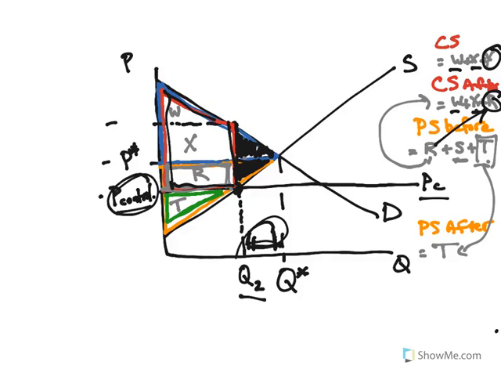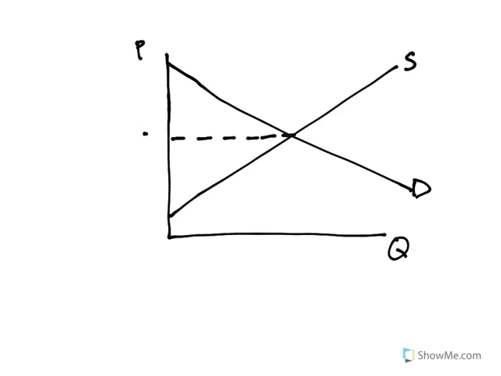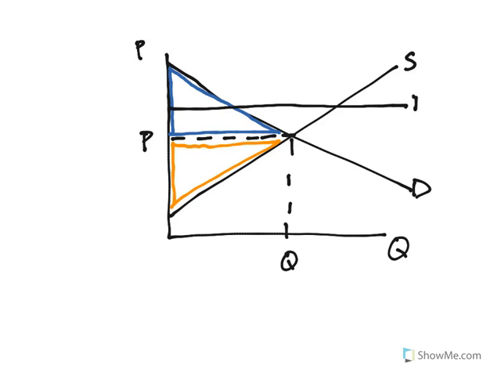Let's use the same technique and look at a price floor. So we're going to use the same technique of breaking the areas down into letters so that we can talk more about how welfare is reallocated as a result of a price control. So again, before the price control, let's use that blue triangle to represent consumer surplus, and an orange triangle to represent producer surplus. Now let's impose a price floor, a minimum legal price.